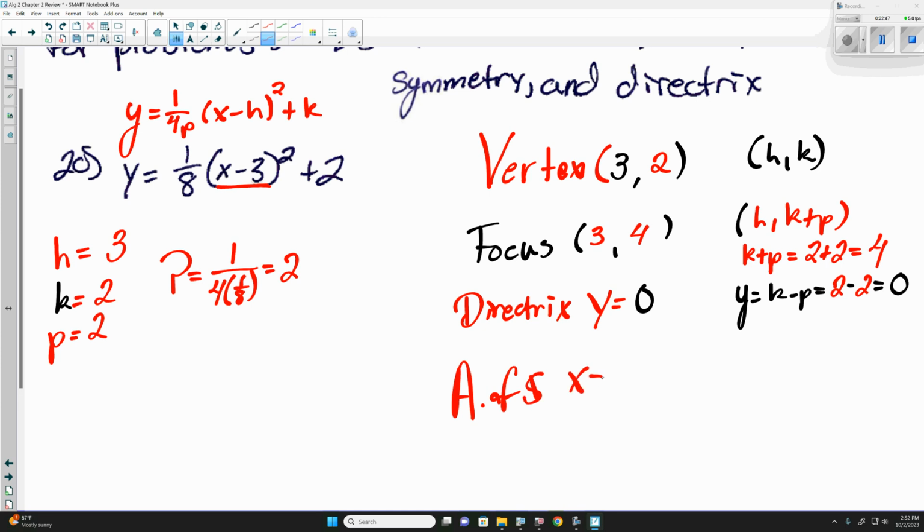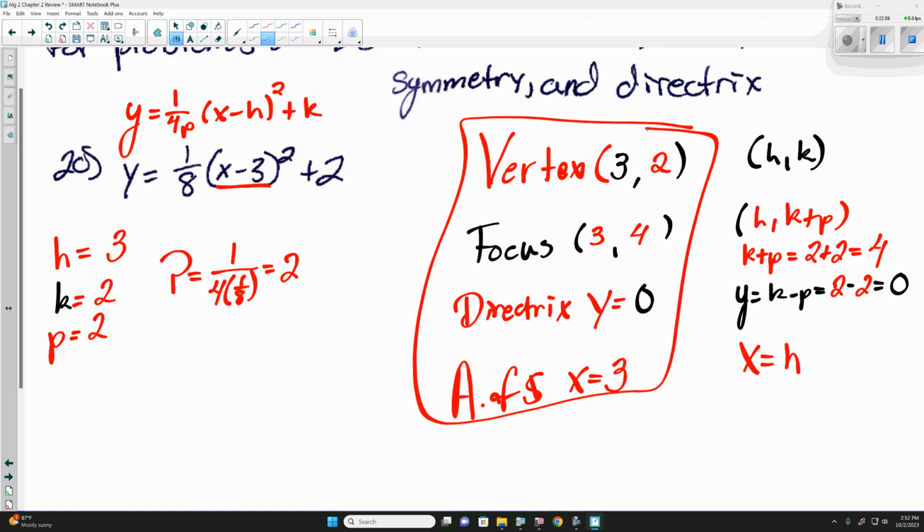Axis of symmetry would be x equals h. x equals 3. Because axis of symmetry for this type here is x equals h. For the other equation where we start off with x equals, the axis of symmetry is y equals k. Questions on this here? We're ready for the next one.